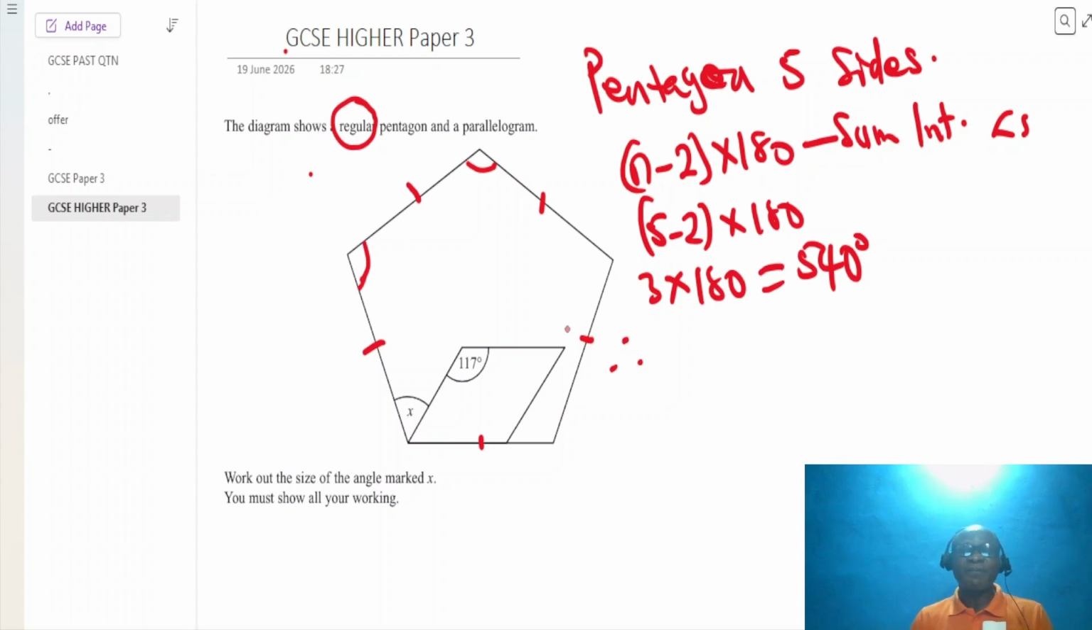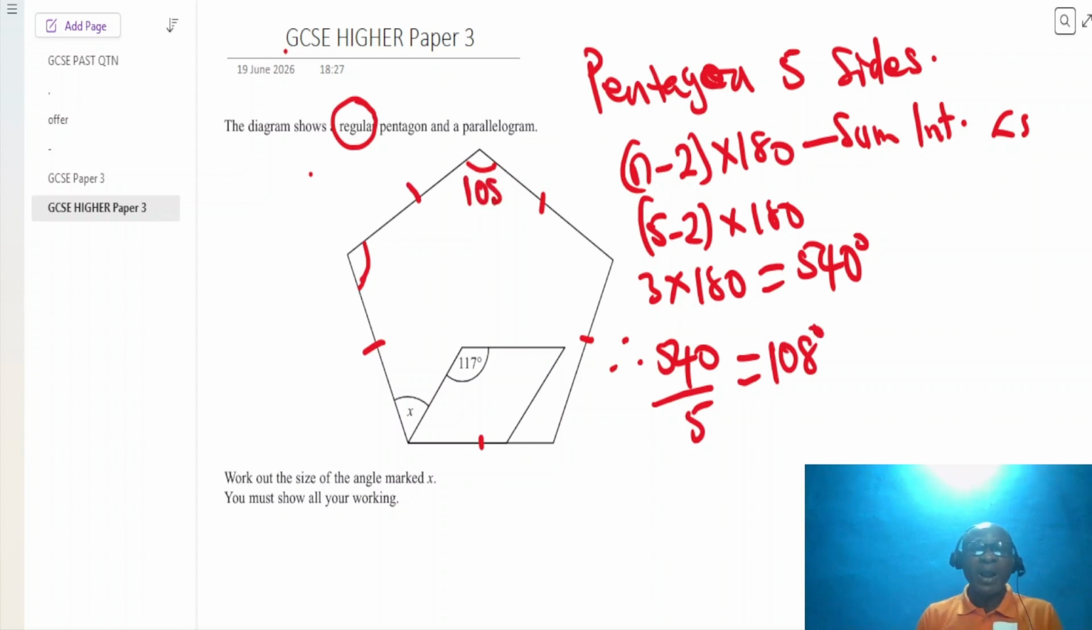I can now say the value of each angle will be 540 divided by the number of sides of the polygon. When we divide 540 by 5, it gives us 108 degrees. Now, each angle is 108 degrees. Here is 108. Here is 108. Here is 108. This place also is 108.